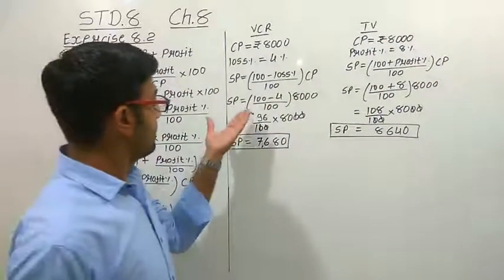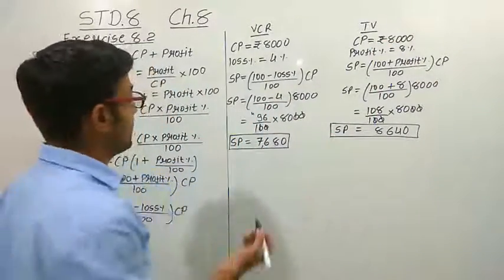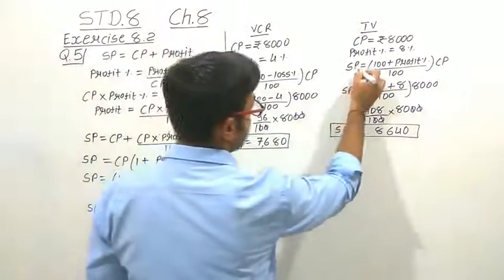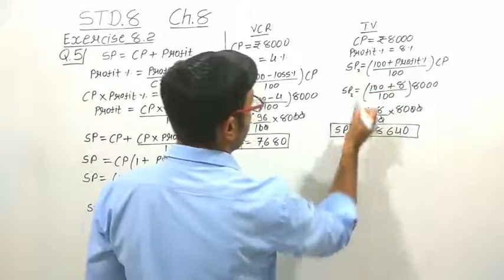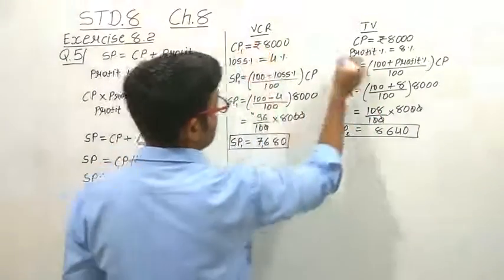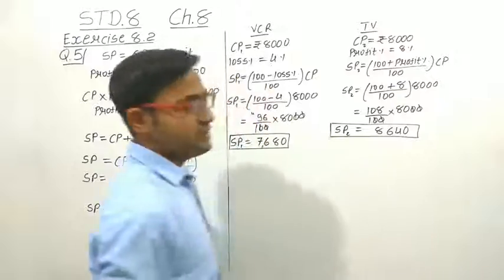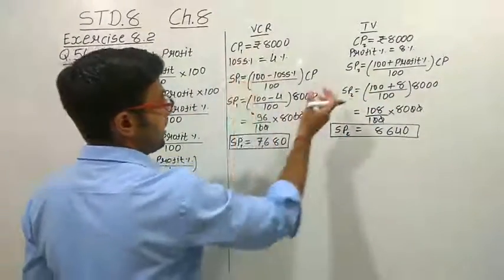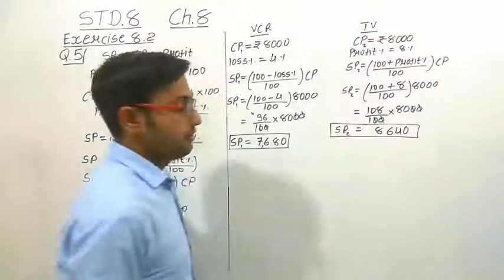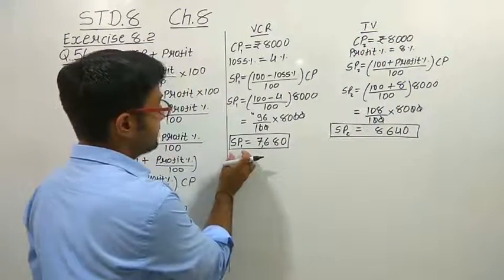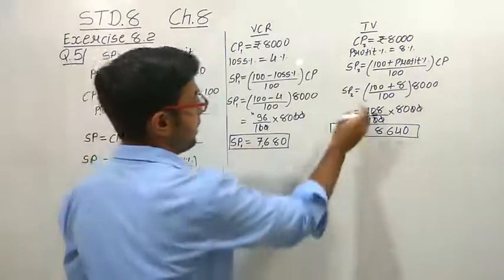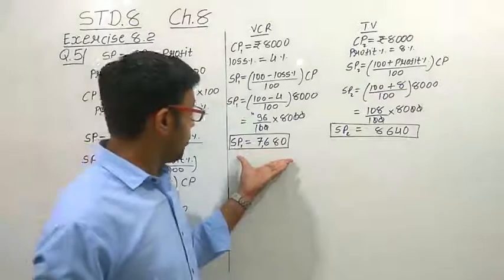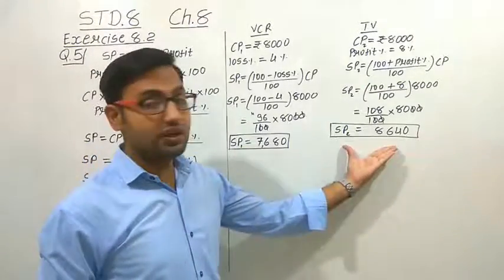To differentiate between these two selling prices, we can take selling price number 1 and selling price number 2. We can also differentiate the cost prices by taking 1 and 2. This is a very simple thing. Or we can also write the CP in brackets, CP in the bracket VCR and CP in the bracket television. In the same way, SP, the selling price in the bracket VCR and the selling price in the bracket television. So see, the selling price of the VCR is this, selling price of the TV is this.